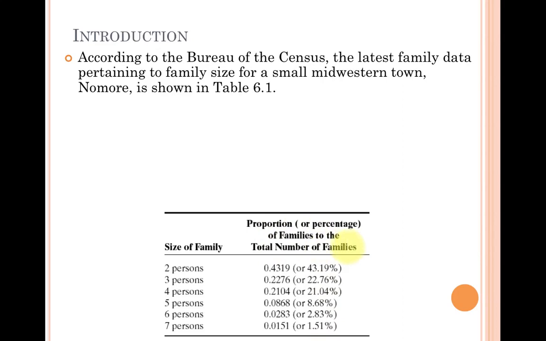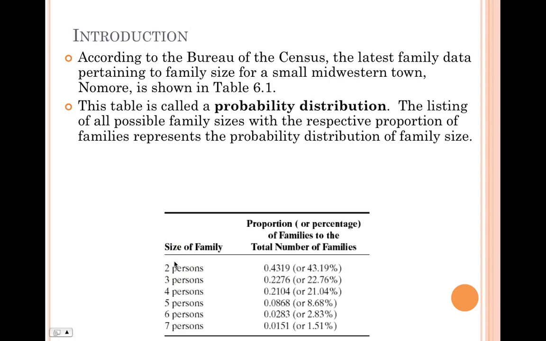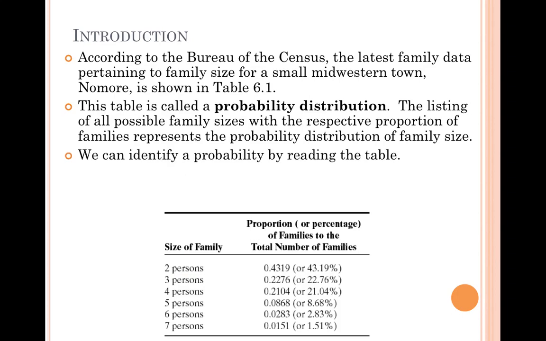Meaning that if we have this total population for the town of Nomore, and we look at this first row here, 0.4319 or 43.19% of those families had a size of 2 people. This table is called a probability distribution. It's a distribution of probabilities. The listing of all possible family sizes with the respective proportion of the families represents the probability distribution of family size. We can identify a probability by reading the table.